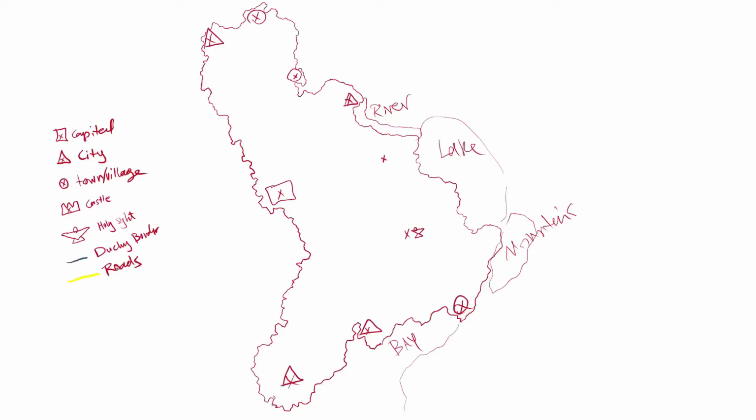And as you can see, I start by drawing the borders, and I add the internal borders, as you can see here as well. And then you can see that I'm adding castles and where I want the cities to be.